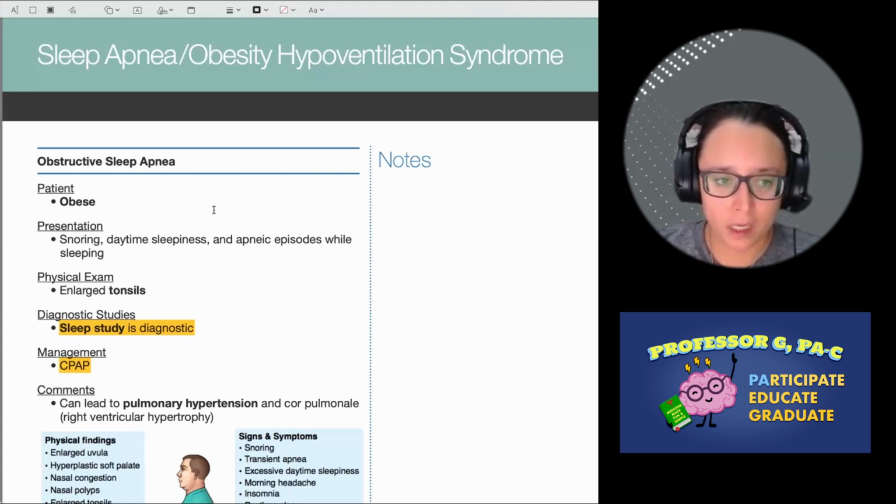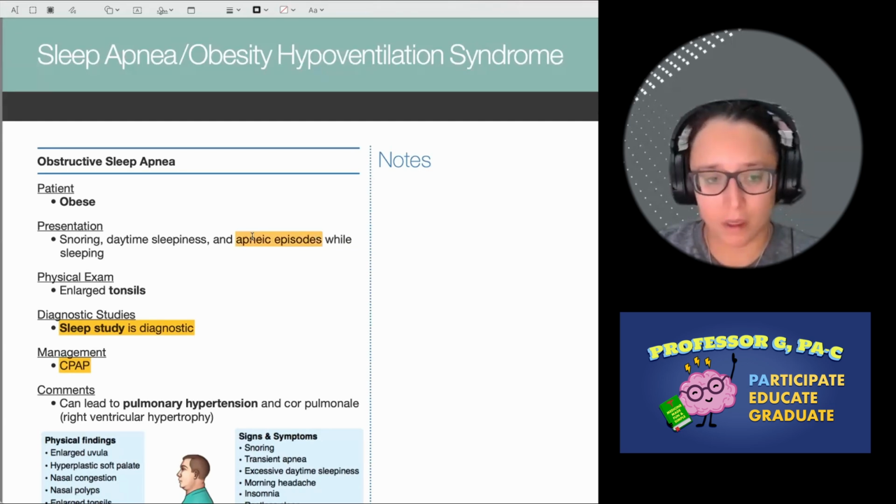sleeping. And so as a result, we get pretty excessive daytime sleepiness, snoring. They can actually fall asleep a lot while they're up and around. They'll just kind of fall asleep. At night, there's classic apneic episodes. So not only is their airway getting closed off and they're snoring, they're actually going periods of time where they're not breathing. And that's not good.